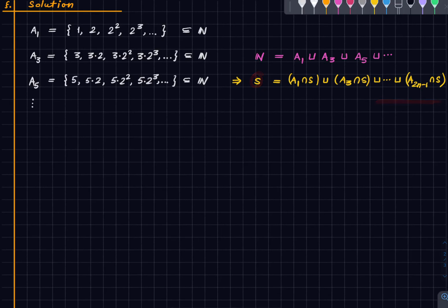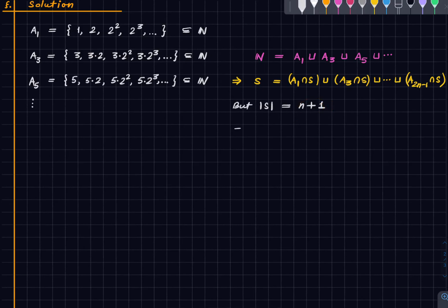So S admits this partition into these, not 2n minus 1, into these n things. So A1, A3, up to A(2n minus 1), these are a total of n things. Okay, so S has been broken down in n pieces. But what is the size of S? The size of S is n plus 1. So there are n plus 1 things in S, but we have broken down S into n pieces. So there must be a piece which contains at least two distinct members of S.